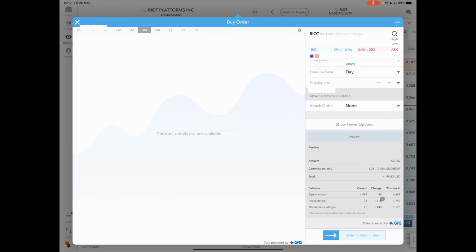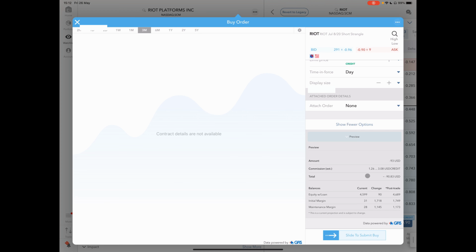So it's saying that I'm going to get plus 90. So post trade, my equity loan is going to go up to 4,689. Now, initial margin is going to go up by 1,719, which means that amount will come off and a little bit more off my buying power, but I'm not really fussed about buying power at this point. The one I want to concentrate you guys on is maintenance margin. The maintenance margin is the cost to carry this trade, or the margin required to carry this trade. So it's 1,143. So plus the $27 we had at the beginning, that's how much margin we need here.